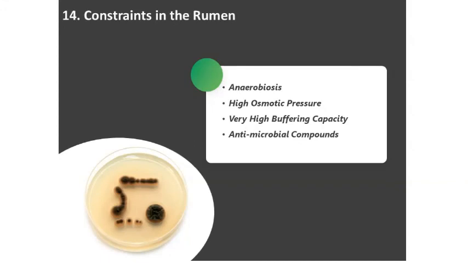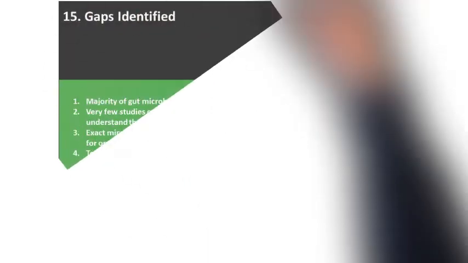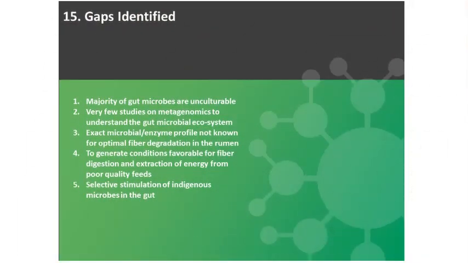Depending upon the studies conducted so far in the rumen, especially in the last 50 years, a lot of work on rumen microbiology has been conducted, but the majority of the microbes are still unculturable, as we are not aware of their requirements for in vitro cultivation. Very few studies on metagenomics to understand the rumen microbial ecosystem have been conducted. More studies on this technique need to be undertaken to better understand the rumen microbial ecosystem.